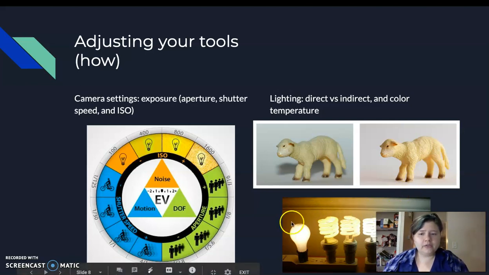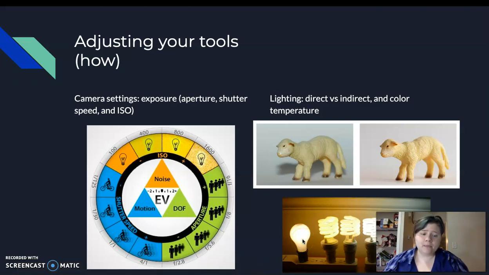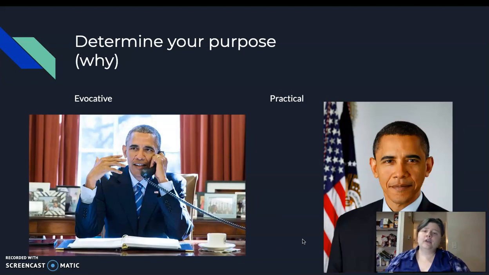The next thing in this part in adjusting your tools is color temperature. So how does the color of the lighting and type of lighting affect your picture? Again, these are all going to combine and come together when you're determining your purpose. Why are you taking this picture?